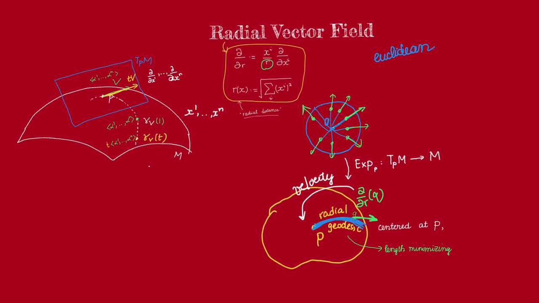Before moving on to show that geodesics are locally minimizing, we need one more ingredient. We'll talk about Gauss' lemma, which says that these radial vector fields are going to be orthogonal to the geodesic spheres.